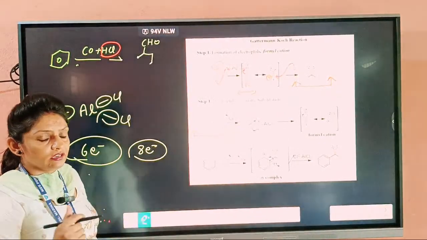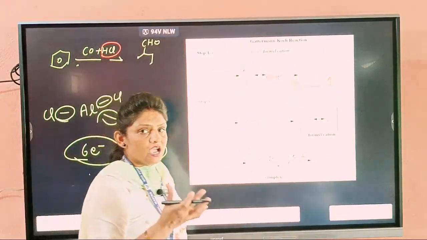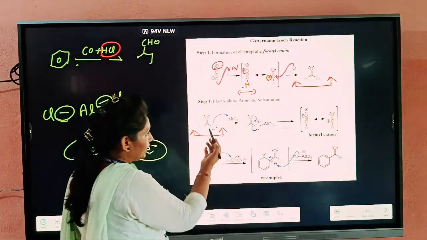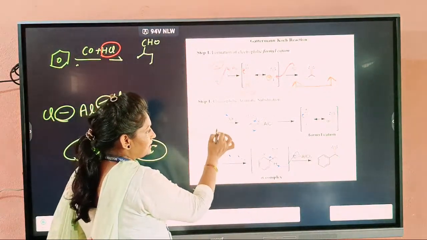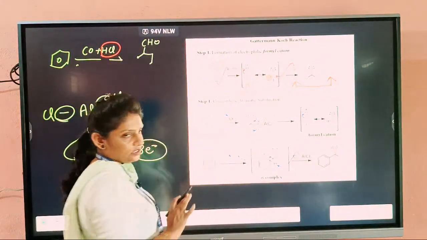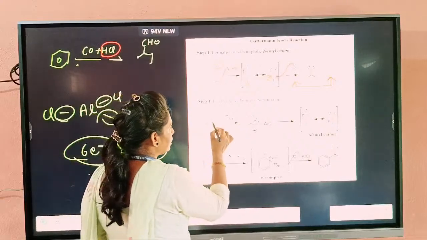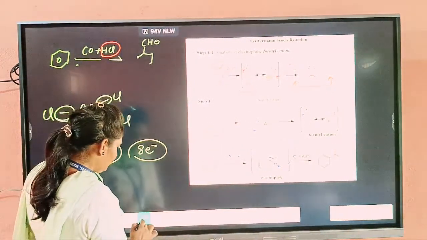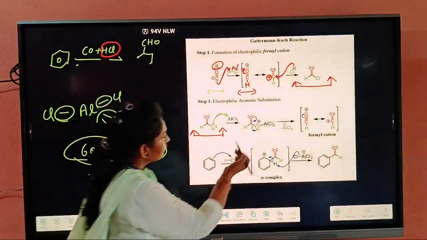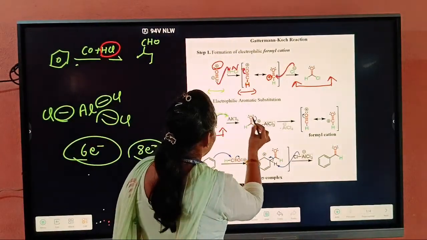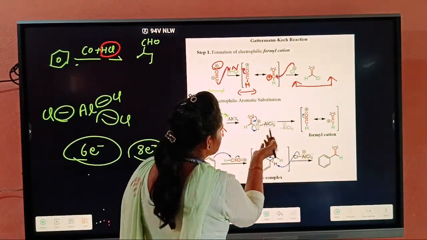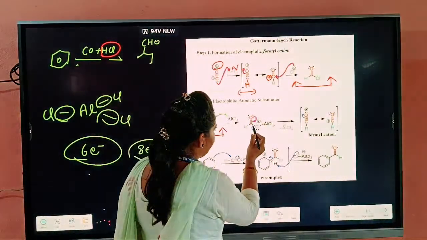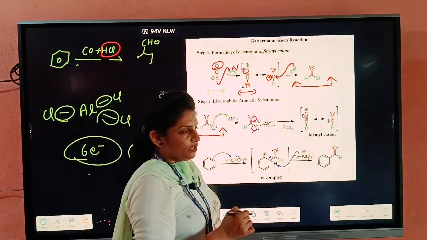From where it can take the electron? So we will see about the availability. Where electrons are available, you can see here chlorine. There are 6 electrons available at this chlorine. Okay, students. So here this chlorine can donate the electron to this aluminium. Then from here, these 2 electrons will shift here. They will make a bond, and then this chloride ion can be eliminated from here.